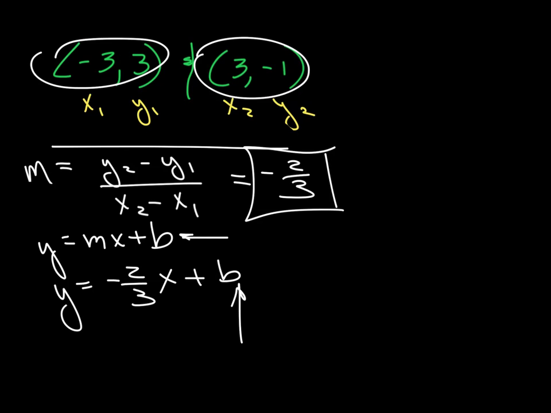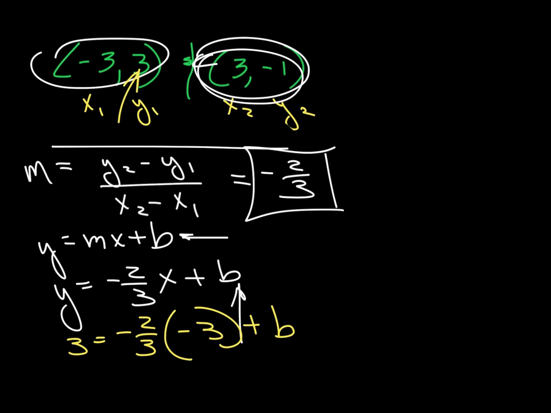And instead of writing x and y here, I'm going to put in -3 and 3. So let's do this in yellow. So y is the second number, so 3 equals -2/3 times the first number. It doesn't matter which one I took. In fact, let's do it twice. Let's use this one too. So y is -1 equals -2/3 times my x, 3, plus b.